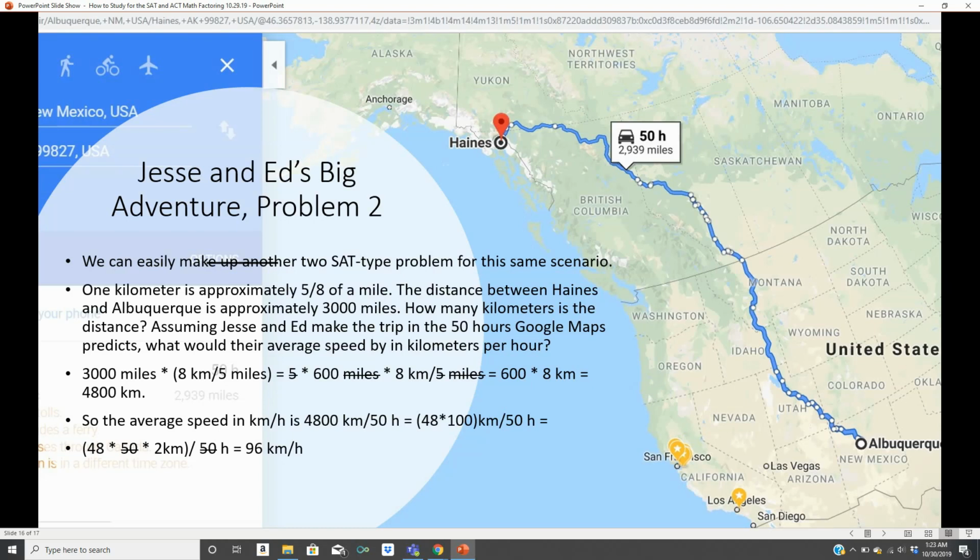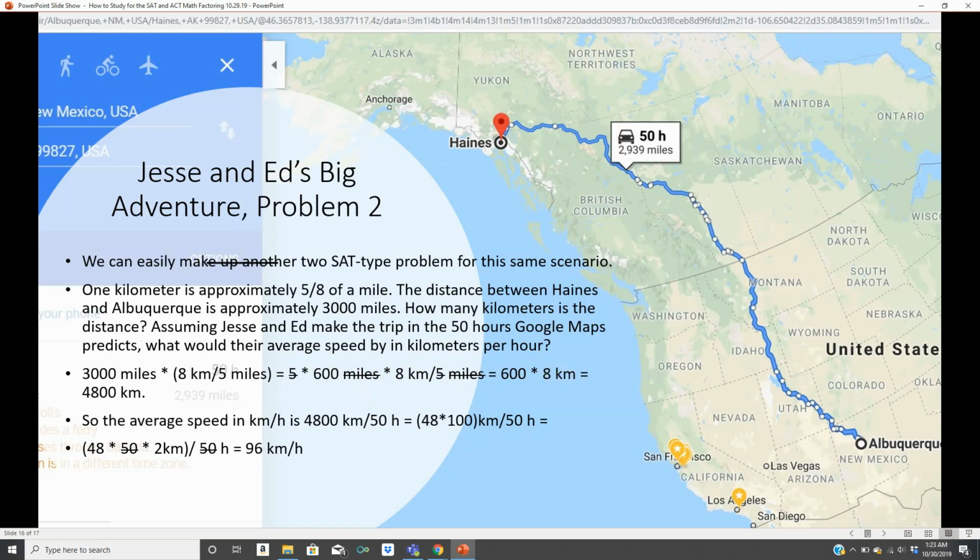3,000 miles is equal to 8 kilometers over 5 miles, which is going to be 5 times 600 miles divided by 8 kilometers per 5 miles. Notice that you have miles on the top, miles on the bottom, so that cancels out. There's a 5 on the top, 5 on the bottom. The 5's cancel out. So you end up with 600 times 8 kilometers is equal to 4,800 kilometers.